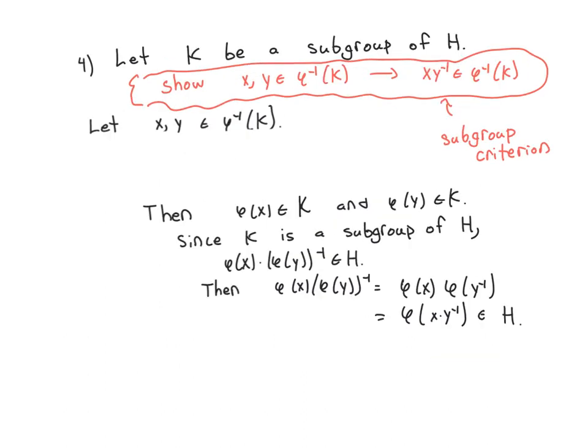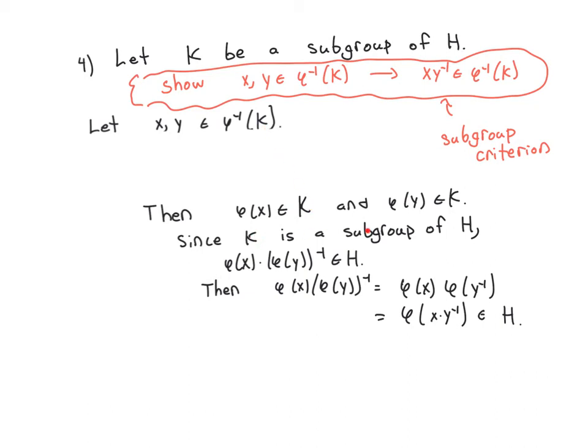All right, let's prove this claim. Let K be a subgroup of H. We want to prove that the preimage of K is a subgroup of G. Let's try doing it using the subgroup criterion, which means that given two elements in the preimage, x and y, we want to show x y inverse is also in the preimage. So let x and y be in the preimage. That means phi of x and phi of y are both elements in K.